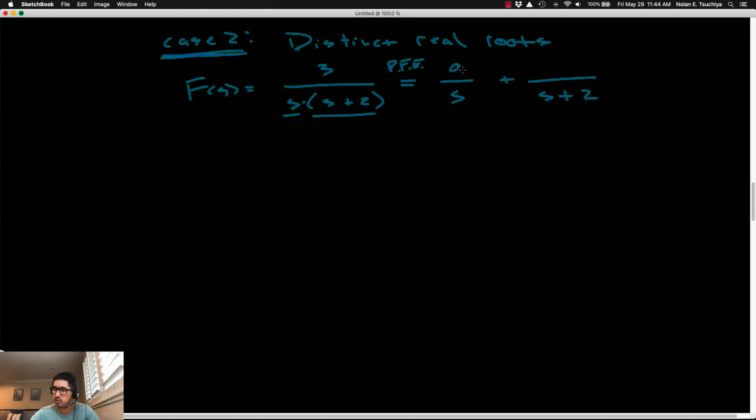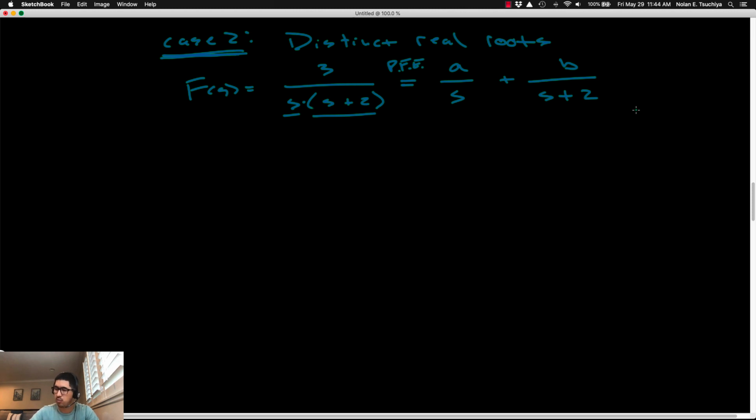The only thing is we don't know what these numerator coefficients are just yet. Partial fraction expansion for distinct real roots says that there are some coefficients a and b such that this equation will be true. It'll be a valid equation. But before we get into the steps of how to find a and b, let's just assume that we know a and b. Let's say a is 1 and b is 6 or whatever. If we know a and b, can we then take the inverse Laplace of this stuff? The answer is yes.